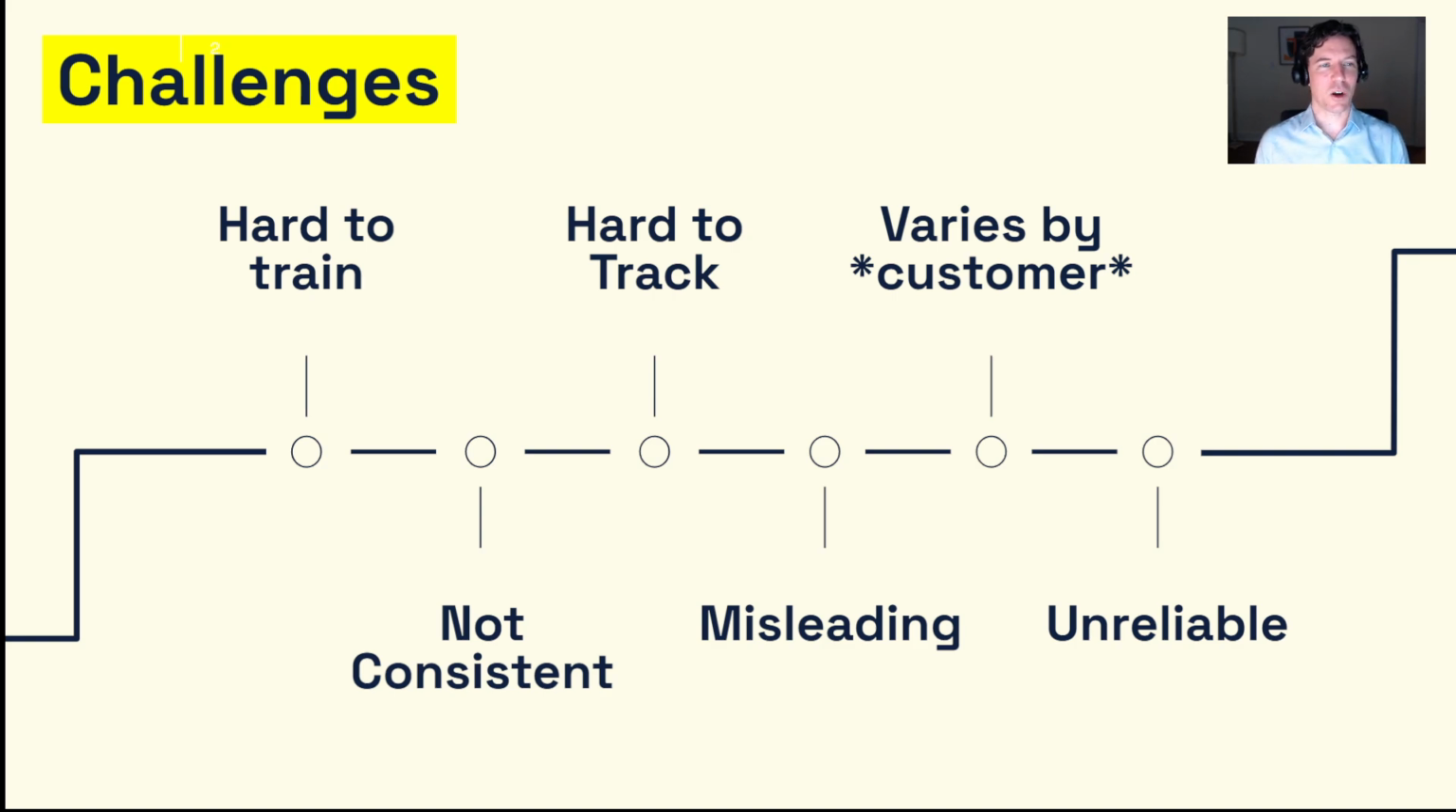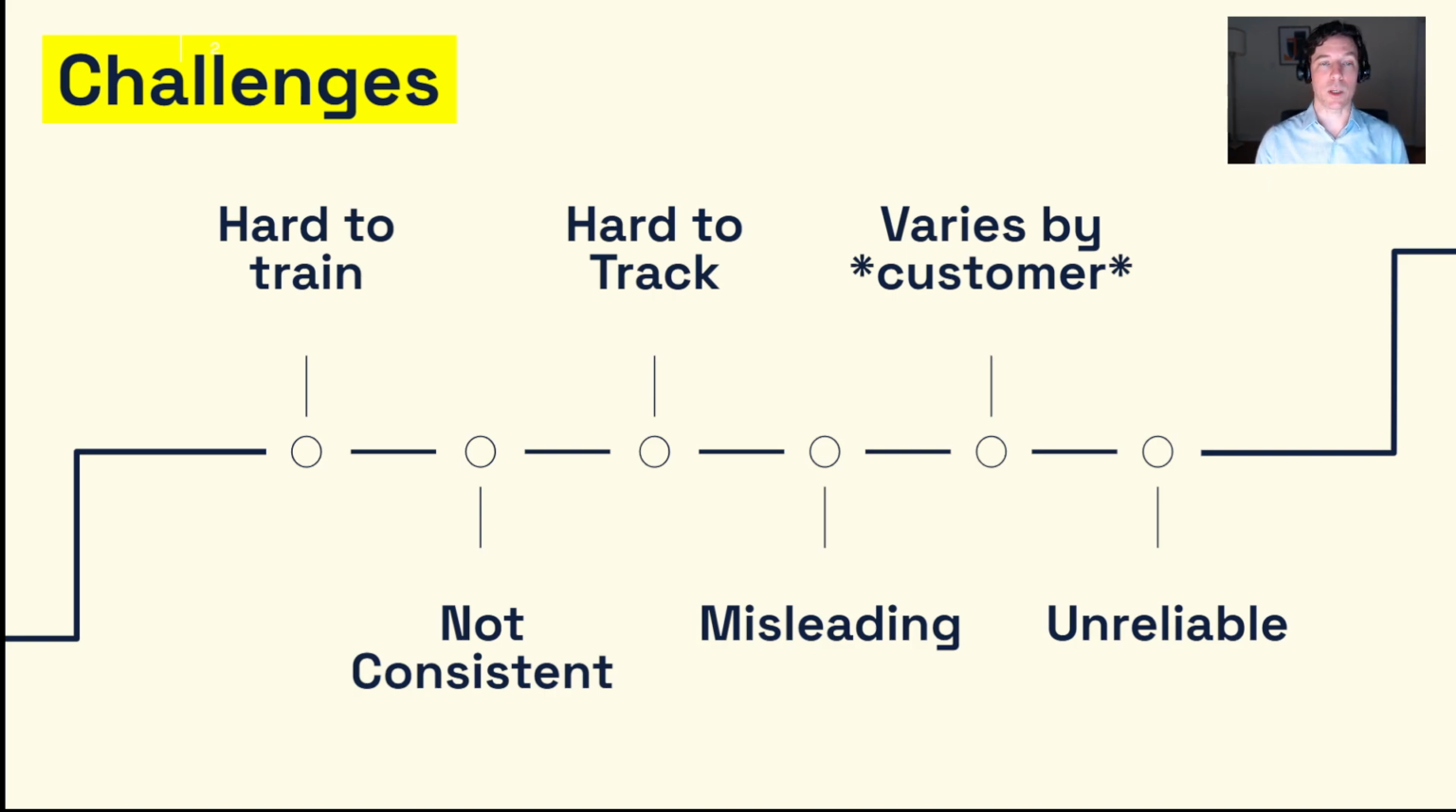So challenges, it's hard to train on. It's not consistent CSM to CSM. So two people could rate the same customer completely different customer success manager sentiment, even if it's the same customer, same conversations, same information. It's hard to track because it's very rarely there an actual metric you can say, this is a sentiment of 2. What does that mean? What is a 2? What makes a 2? What is the actual metric you put into that?